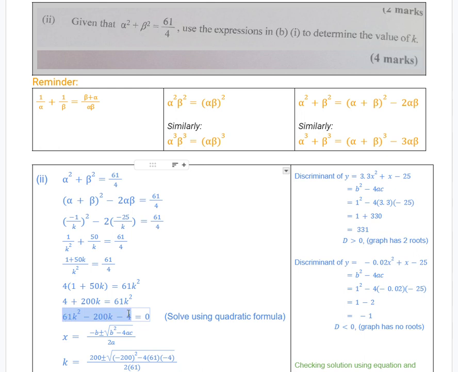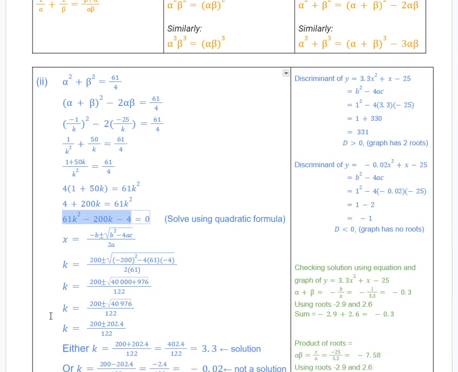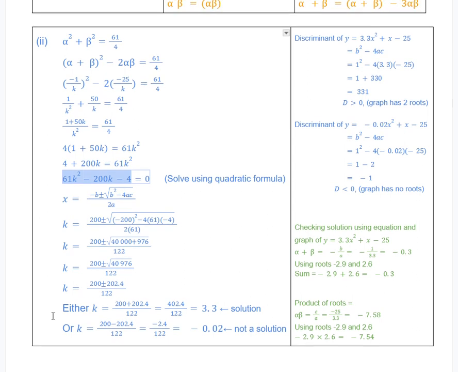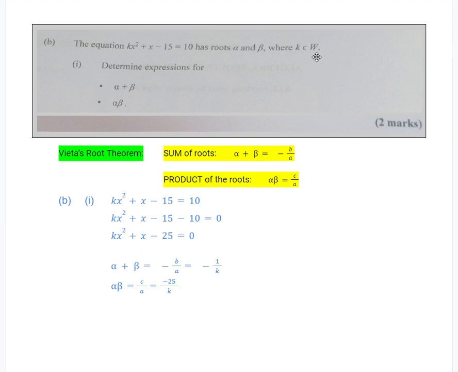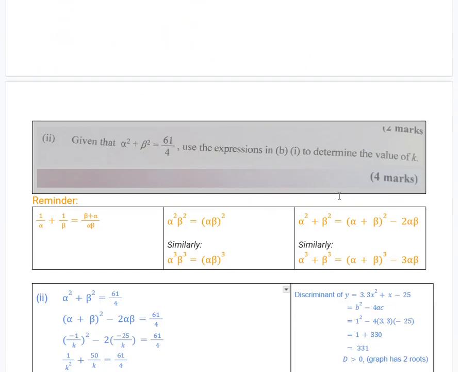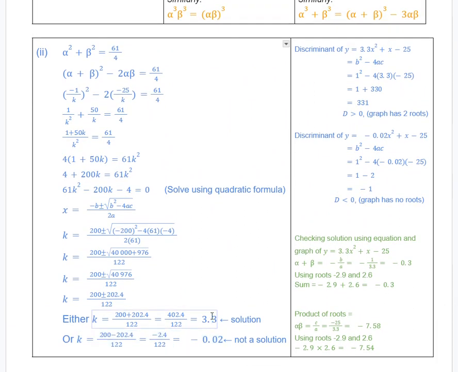You could actually solve for k now by either factorizing or using the quadratic formula, and for this one I don't think it could have been factorized. Those numbers are just too weird. So I used the quadratic formula and I came up with two solutions. You're seeing that neither of them are whole numbers, and they had originally told us k is an element of W, meaning whole numbers. Now, what I have here are just rounded off. This one is rounded off to 1 decimal place, this one to 2 decimal places.